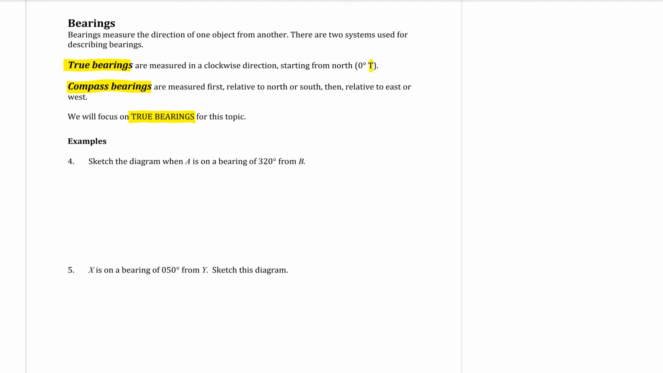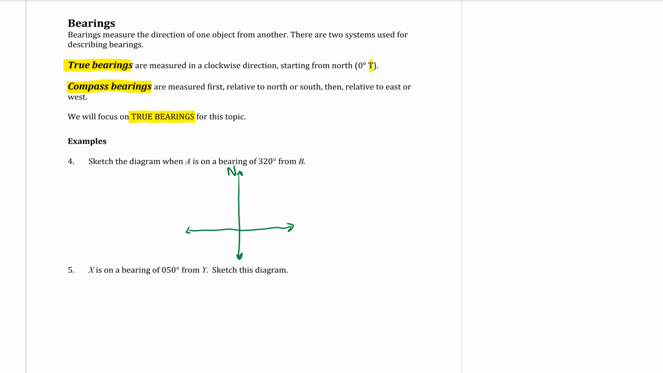So first of all, we want to practice drawing the true bearings. Question 4 says, sketch the diagram when A is on a bearing of 320 degrees from B. So we draw a little compass. The only thing that you really should show in terms of north, south, east, west is the north. You usually put the N up the top there to indicate that one direction is north.